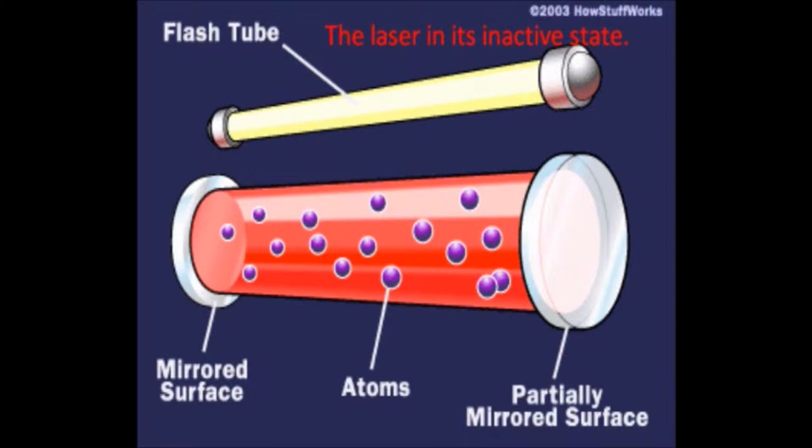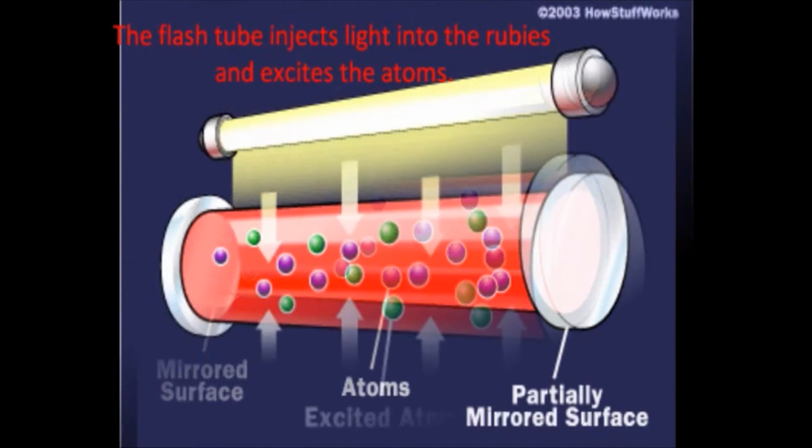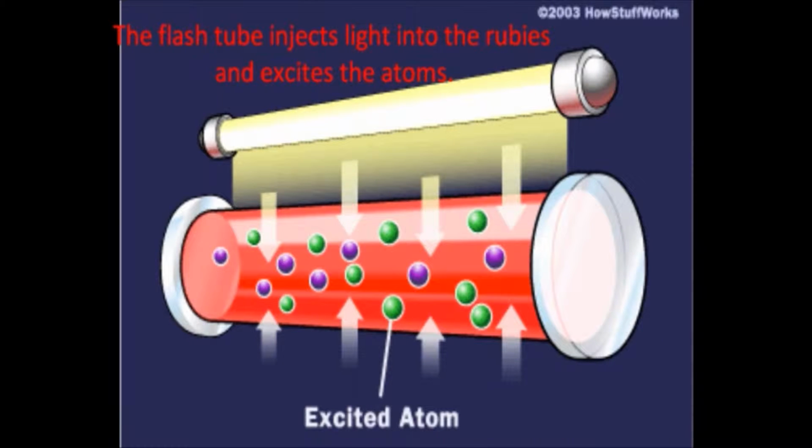The process of how lasers work is: 1. High-voltage electricity causes the quartz flash tube to emit a high-intensity burst of light, exciting some of the atoms in the ruby crystal to higher energy levels. 2. At a specific energy level, some atoms emit particles of light called photons.